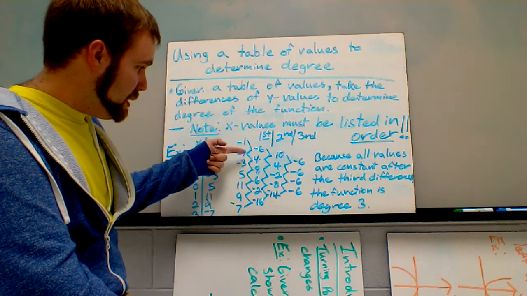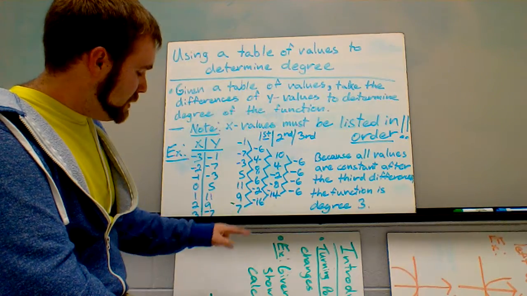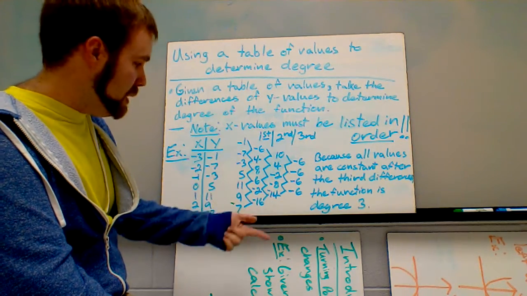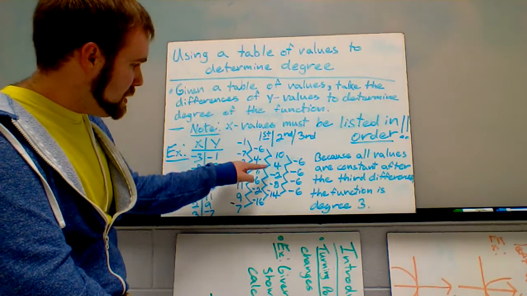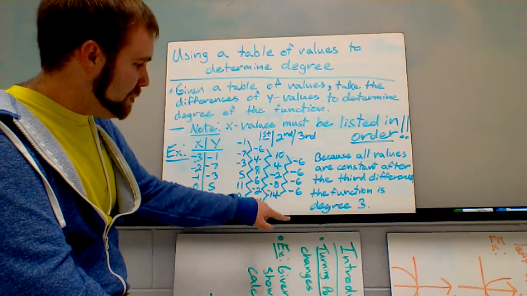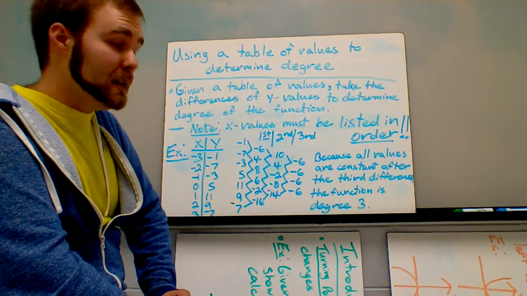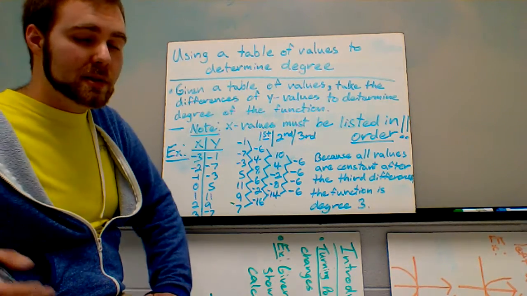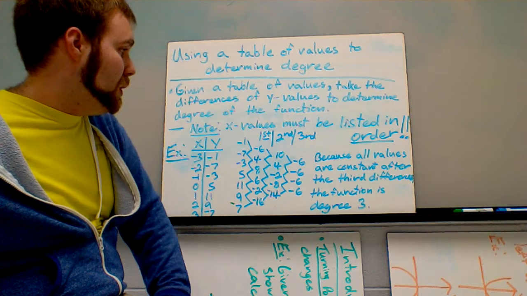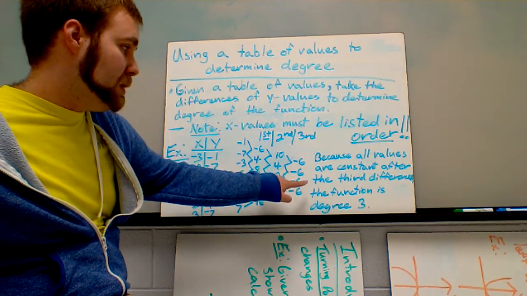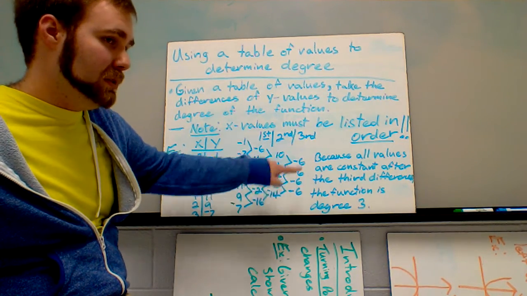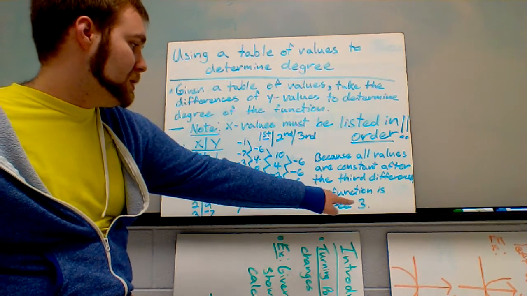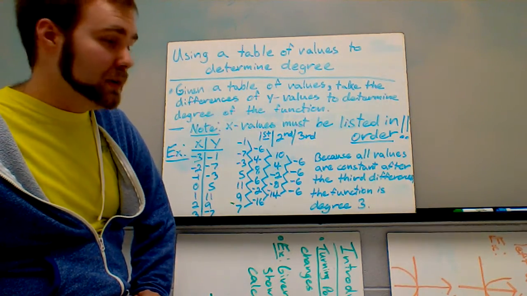So we do it here at the next step, and our answers come out to be different numbers all the way around. So we need to do another step. When we get to this step, we start noticing that all of my answers come out to be negative 6. That means that all of the values are constant values. So, because all values are constant after the third difference, the function needs to be of degree 3.